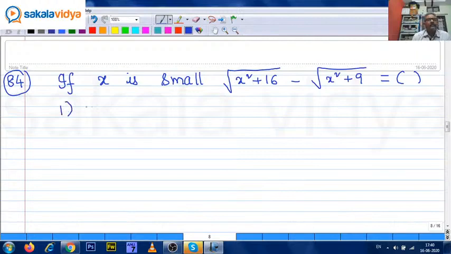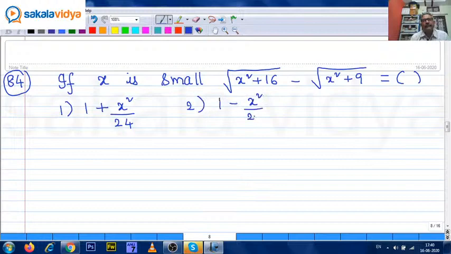first option 1 plus x square upon 24, second option 1 minus x square upon 24, third one 1 plus x square upon 48, fourth option 1 minus x square upon 48.